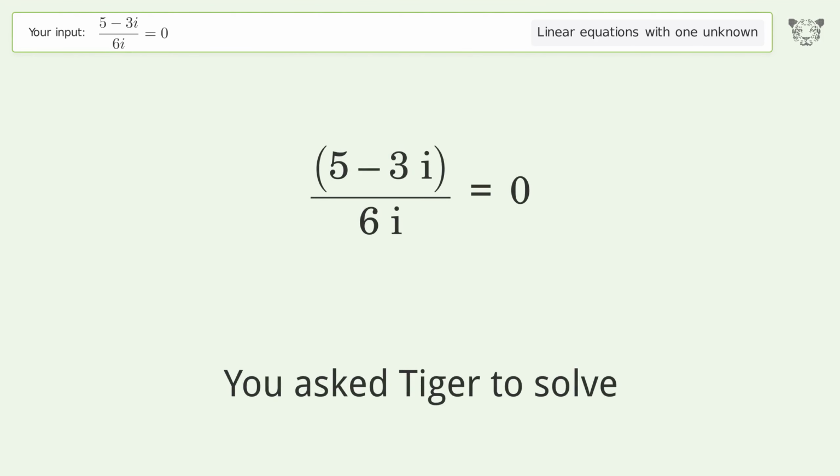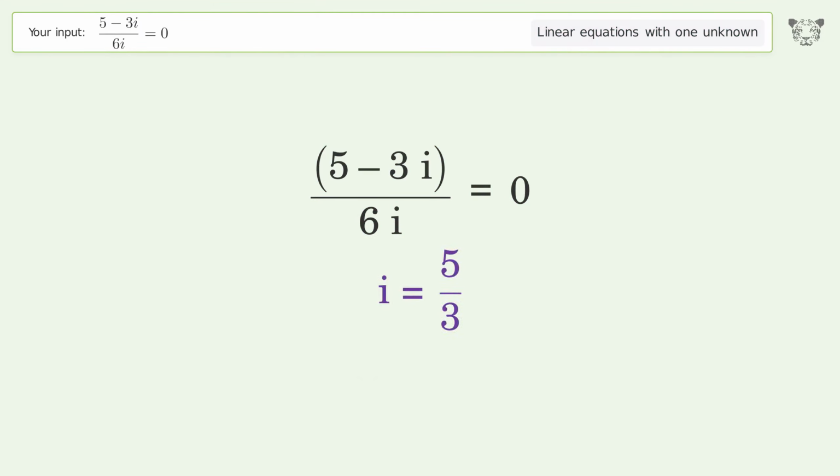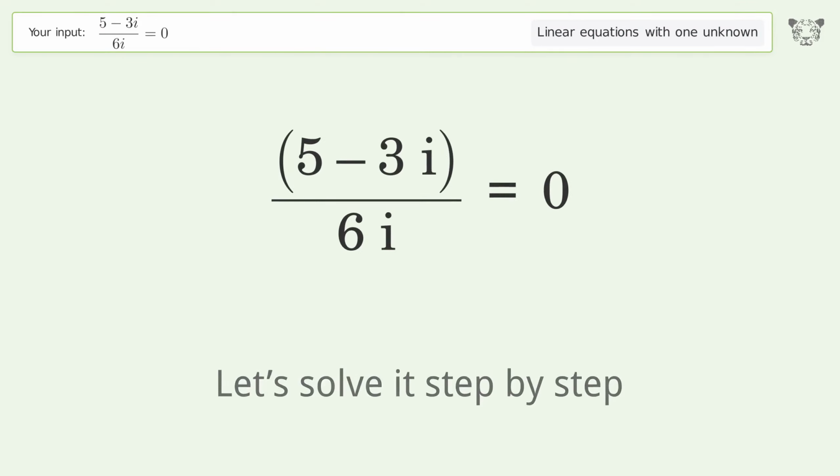You ask Tiger to solve. This deals with linear equations with one unknown. The final result is i equals 5/3. Let's solve it step by step.